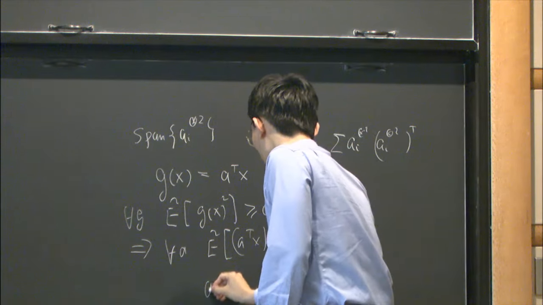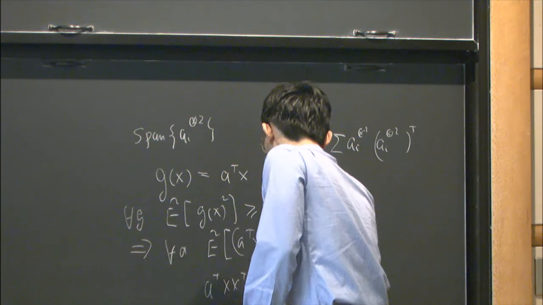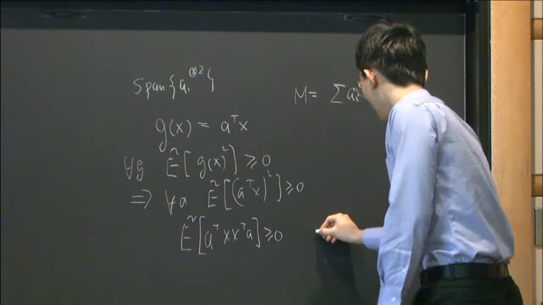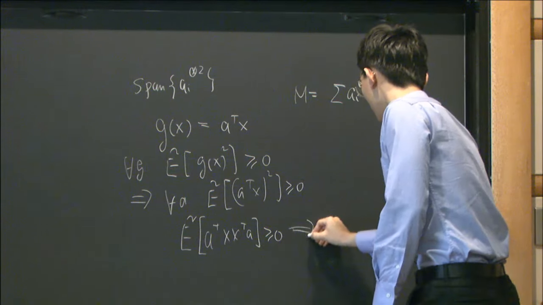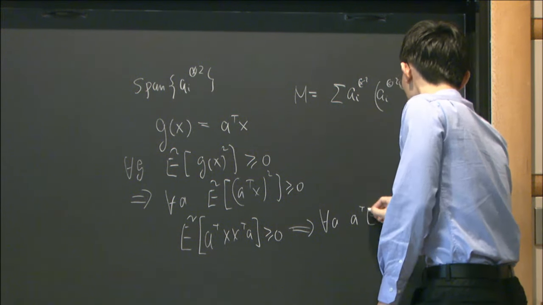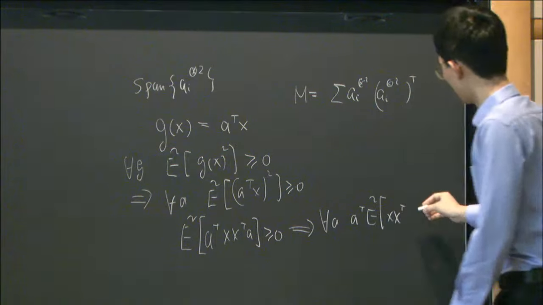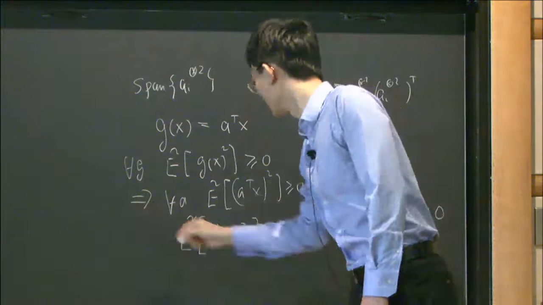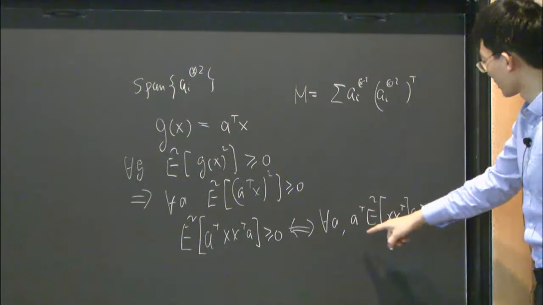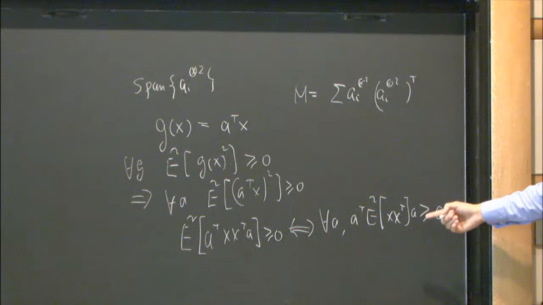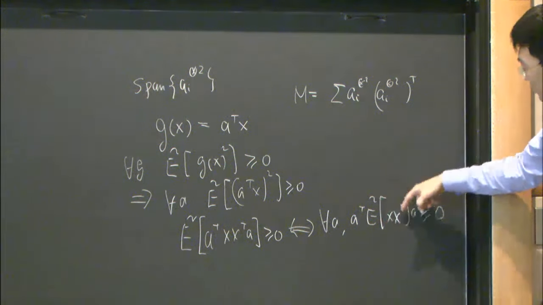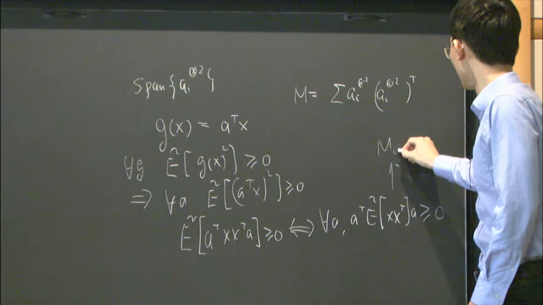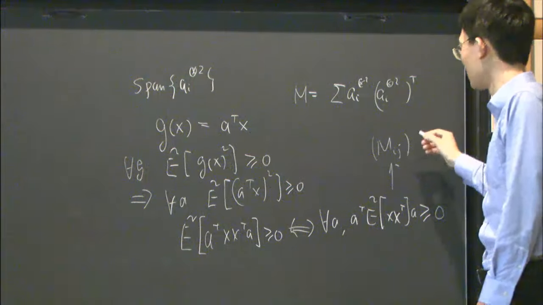a transpose x, x transpose a is at least zero. So these are all equivalent. Anyway, for every vector a, this should be at least zero. This basically just means that E tilde of x x transpose should be PSD, which is exactly the matrix M_ij that we are talking about. It's just a different way to write it.